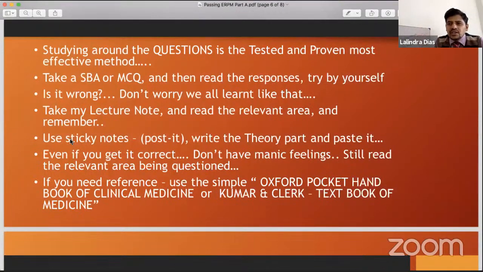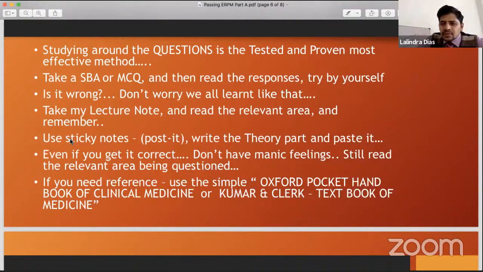And also, guys, if you get a question correct, don't go into a panic phase. Don't think, oh, I know this, I know what this question is around. Don't think like that. Guys, that question might come up in a different form, a different manner, and that might be difficult for you. Therefore, even if you get a question correct, still read around it. It's very important. Still read the relevant area around it.